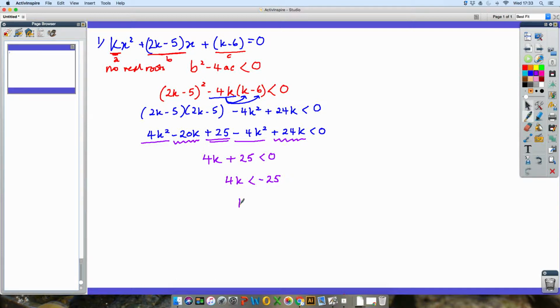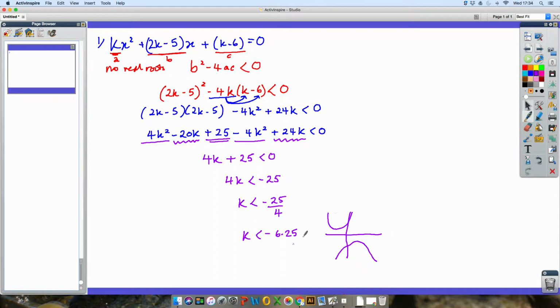No powers in there to worry about, so we don't have to draw the graph or factorise or anything like that. Dead straightforward. So most of you stick that in your calculator. k is minus 6.25. So k has got to be less than negative 6.25 for this thing to have no solutions. If it's got no solutions, that means one of two things. It's either U-shaped, doesn't cross the axis, or it's N-shaped, doesn't cross the axis.